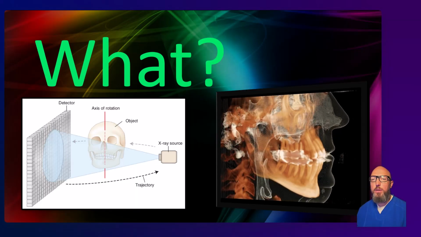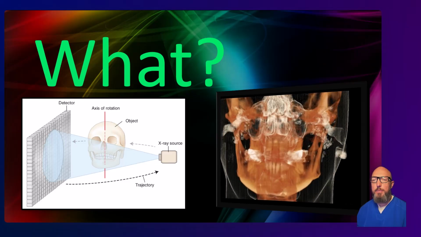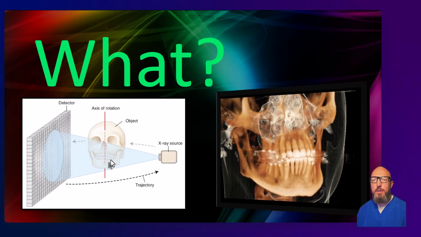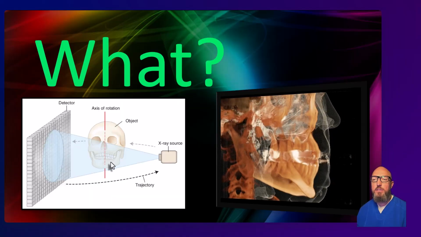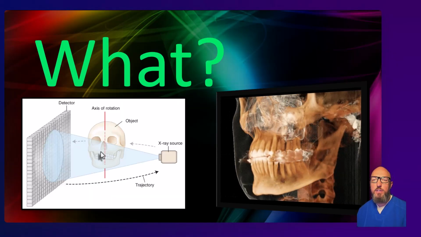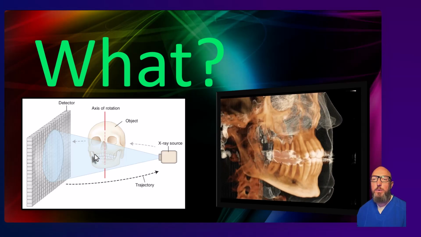Cone beam computed tomography. The name comes from the cone-shaped X-ray beam, as seen in this diagram here, which is different from medical CT where the beam is fan-shaped. The patient sits or stands while the X-ray source rotates around the head. So for the patient, it's just the same as a panoramic radiograph. Of course, we know it's a lot different.